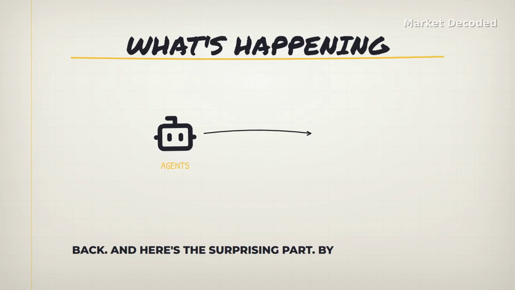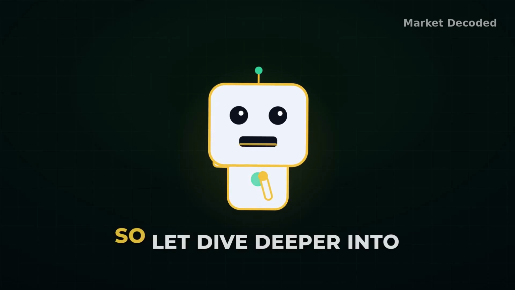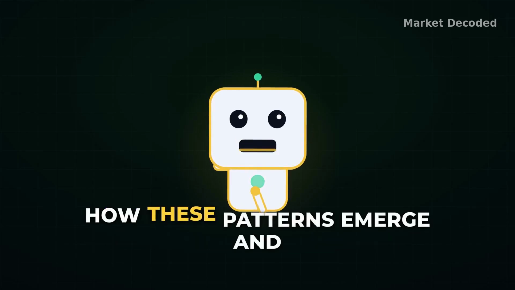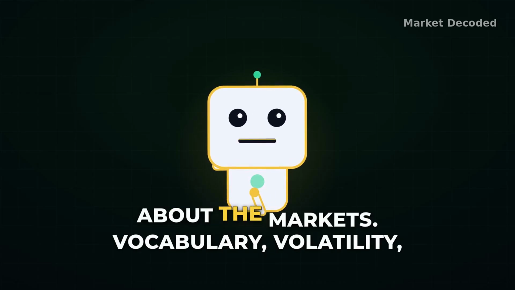By analyzing these components together, we can start to see patterns that reveal more about the market's mood than just the simple color or direction of the candle. So, let's dive deeper into how these patterns emerge and what they can tell us about the markets.